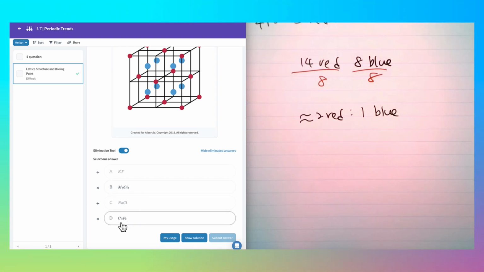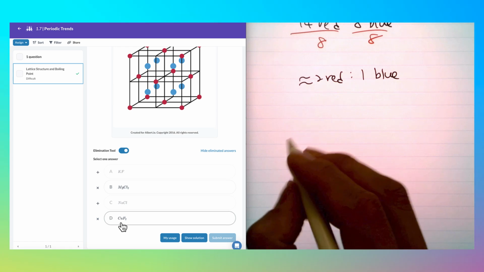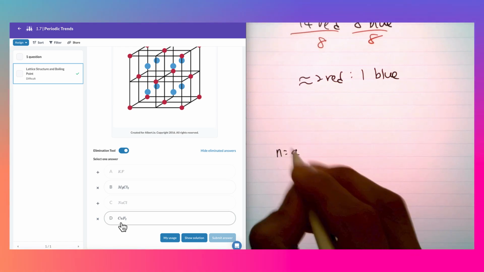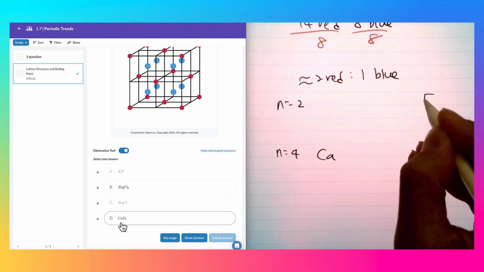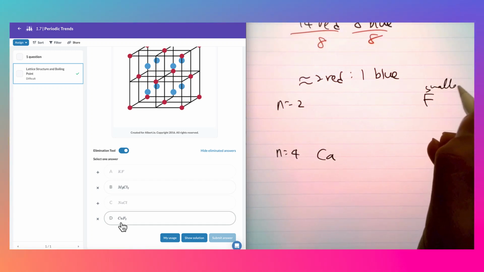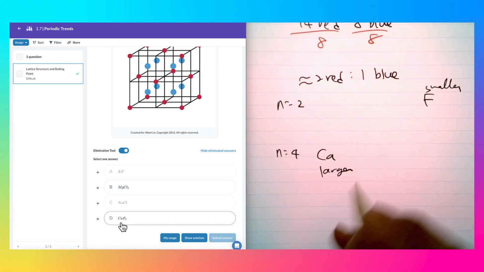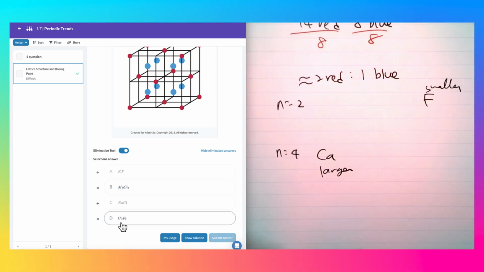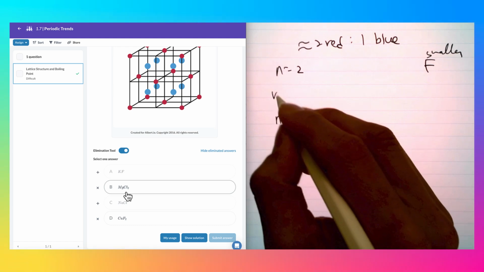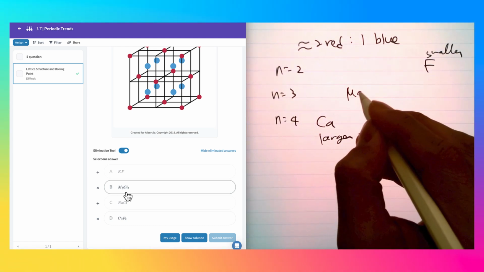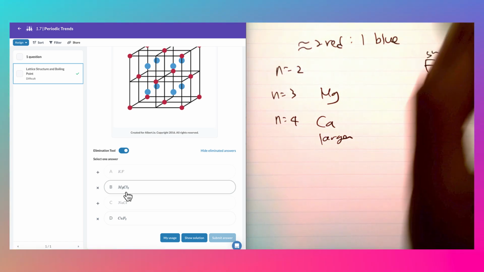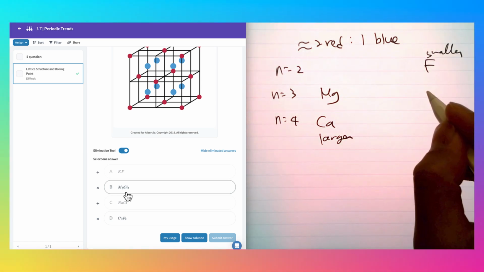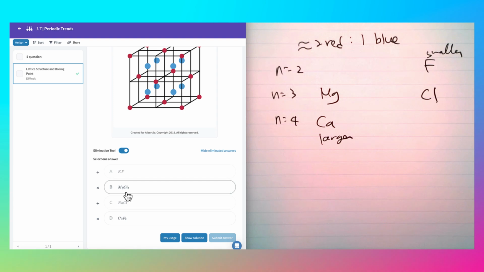So calcium is in the 4th row in the periodic table. It has a principal quantum number of N equals 4, and fluorine is N equals 2. Fluorine is much smaller and calcium is much larger due to the shielding effect. But for magnesium chloride, magnesium is in the second column, the alkaline earth metal above calcium, and chlorine is in the halogen group.